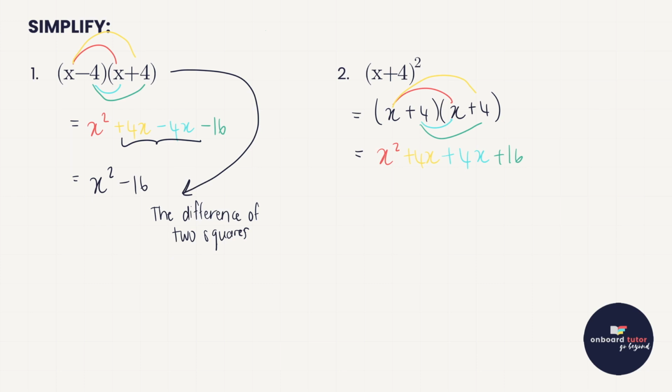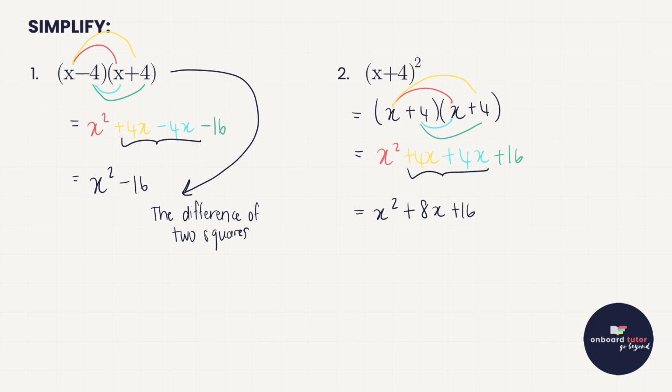Okay, so again, if we look at these middle terms, we'll notice they are like terms. 4x plus 4x. This time, because their signs are the same, it becomes 8x. So x squared plus 8x plus 16. So to pay attention, when we are doing difference of squares, our middle terms will cancel each other out. But when we are squaring a bracket, be very careful not to just go x squared plus 16. No, we need to expand it and FOIL.